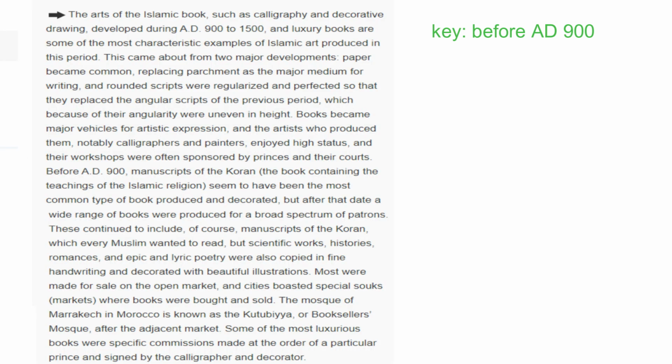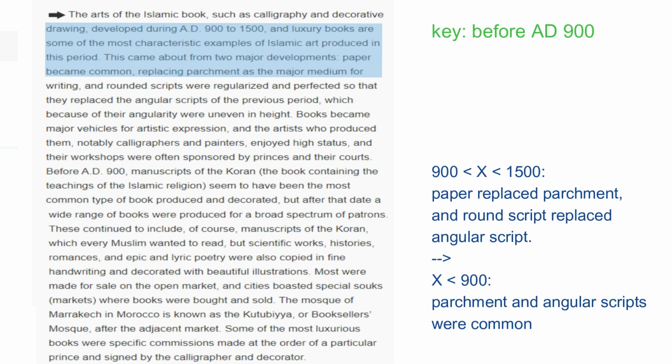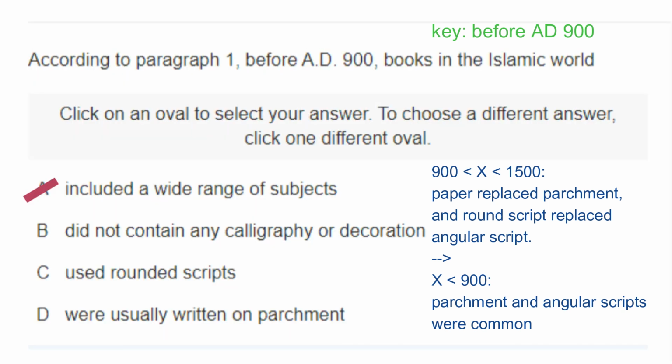Since there are no other sentences in the passage that directly discuss before AD 900, we should read the description of books during AD 900 to 1500 and see if there are any comparison indicating words. The sentence states that two major developments happened during 900 to 1500. Paper replaced parchment, and round script replaced angular scripts. From this, we can infer that before AD 900, parchment and angular scripts were common. With this information, let's examine the remaining options.